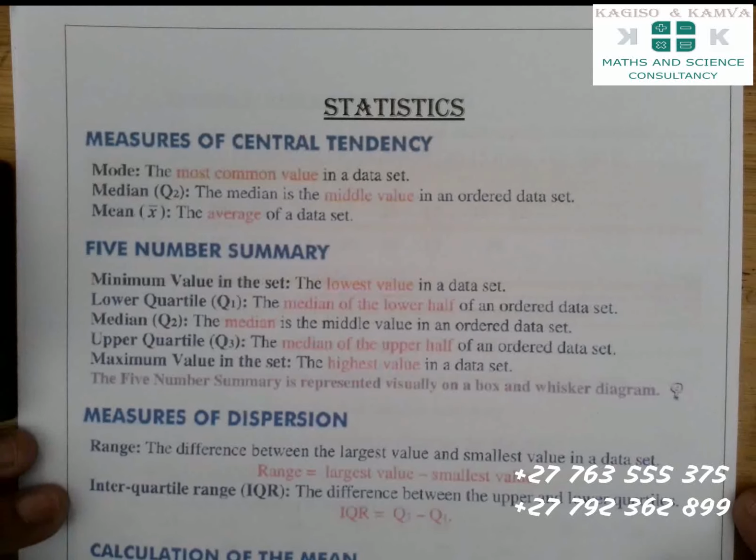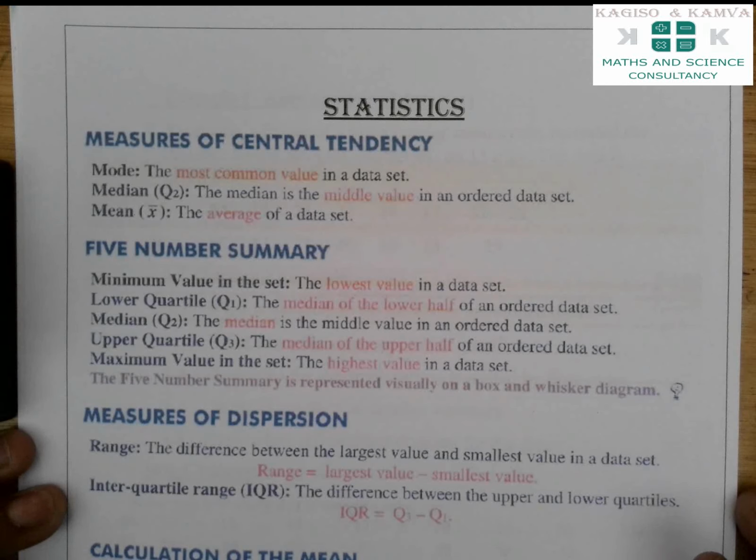Today we'll be doing statistics. We'll be discussing statistics from grade 11. We will be discussing the measures of central tendency, the 5-number summary, the measures of dispersion, and the calculation of the mean, and also the calculation of the quartiles. So let us start. We'll start with the measures of the central tendency.